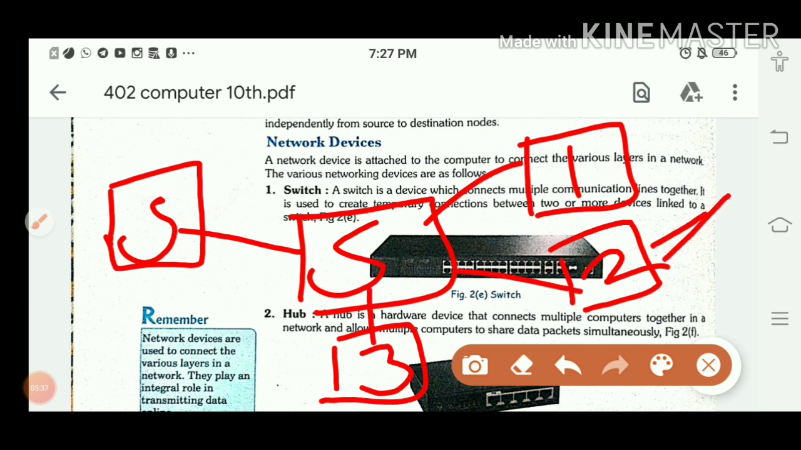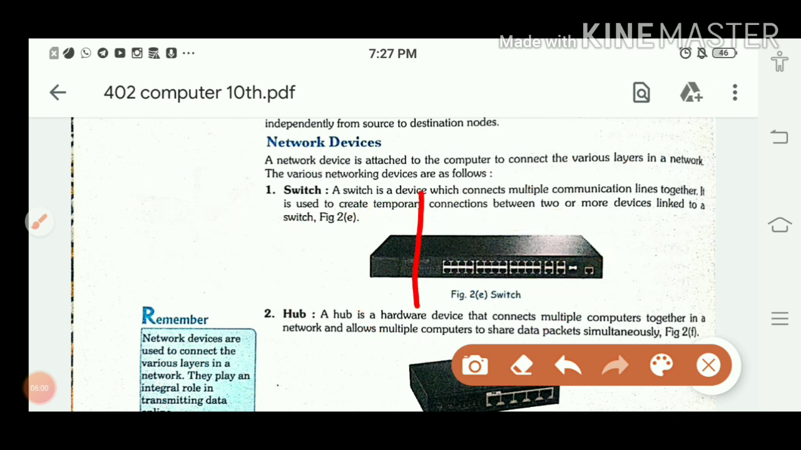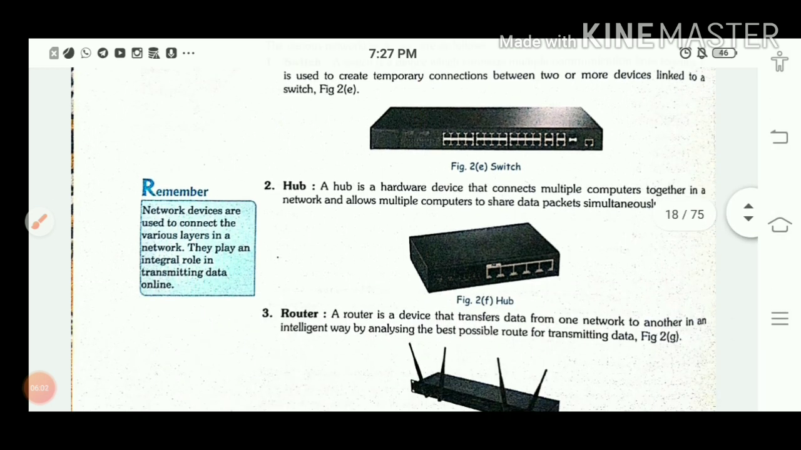Suppose node 2 wants something from the server, so node 2 gives its request to the switch, and the switch gives this request to its server. The server gives the response to the switch. Okay, the switch is smarter. The switch knows which node is requesting, so the switch gives that data to that specific node only. This is the switch. Okay, but if we discuss the hub, what will the hub do?